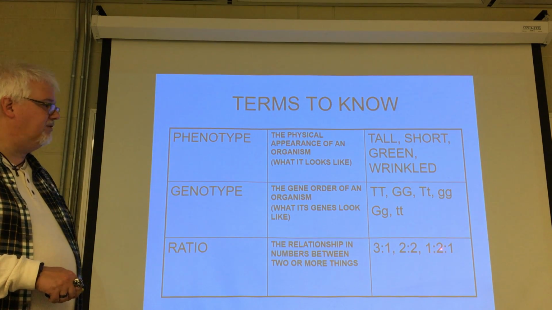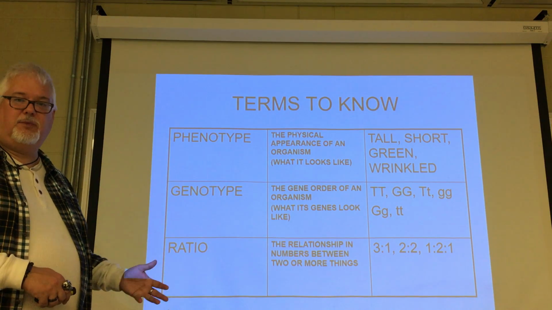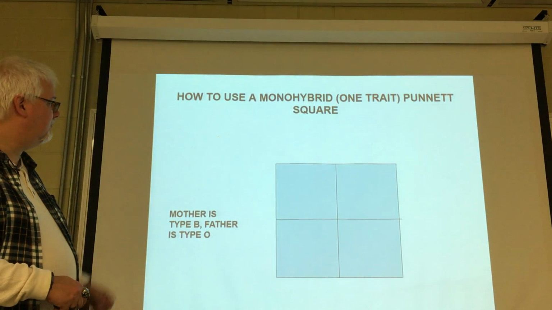And finally, we talk about ratios, which is when we are looking at genotype and phenotype, what ratio of these different versions exist. Now, all of this is going to sound a little bit clearer when we talk through some examples.